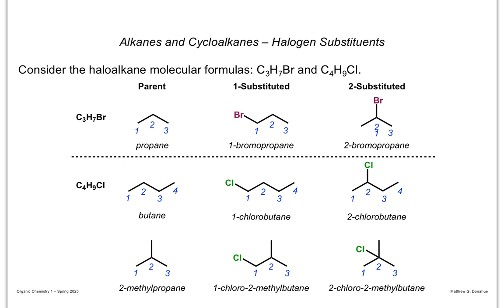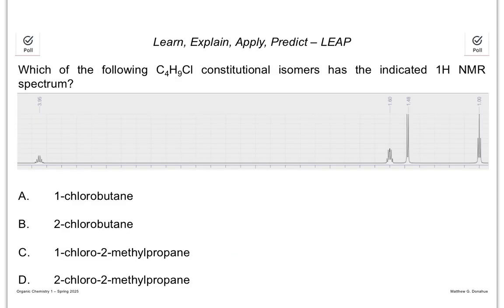And this is just a summary slide of what we just did, where you see the total number of carbons. That gives us the parent. So C3 is propane, C4 is butane. The C4 is when we can have linear versus branched. And then you see the naming of getting the halogen substituents in there.